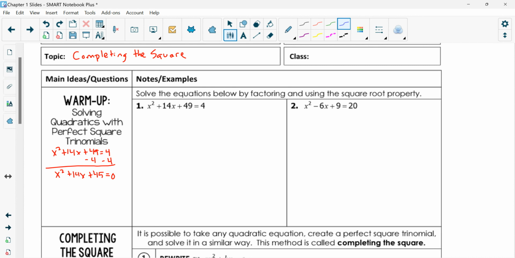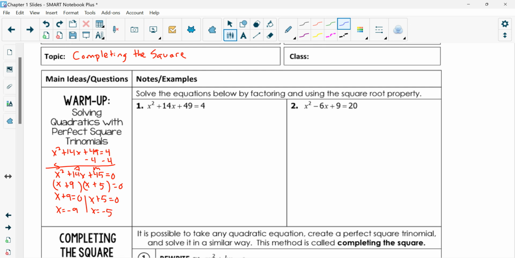And then we can factor that. We can say what multiplies to 45 and adds to 14, which would be 9 and 5, both positive. And then when we set those factors equal to 0, because those two things multiply to equal 0, we get x equals negative 9, x equals negative 5.